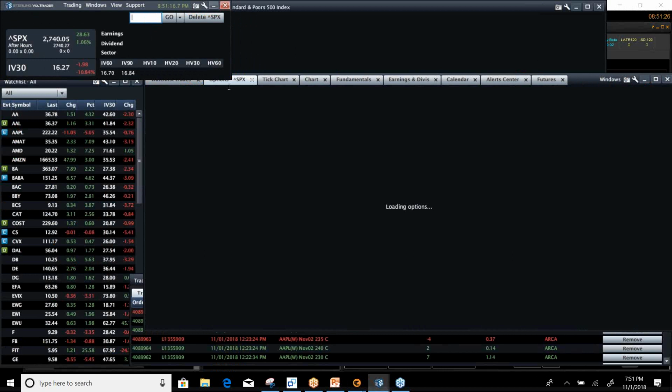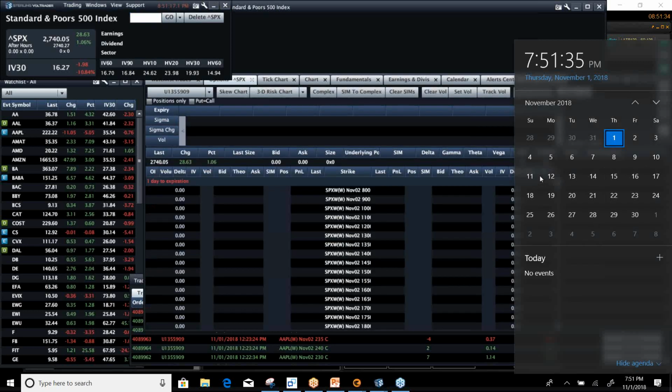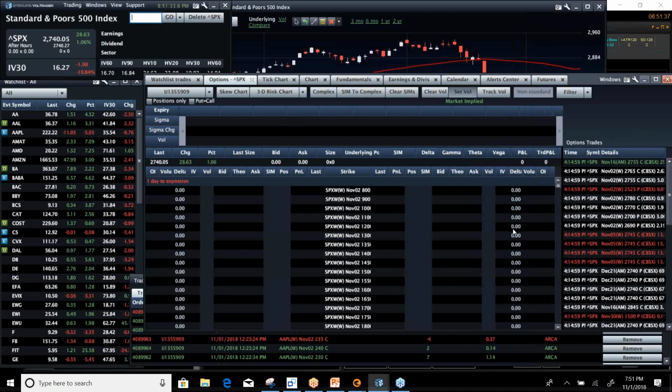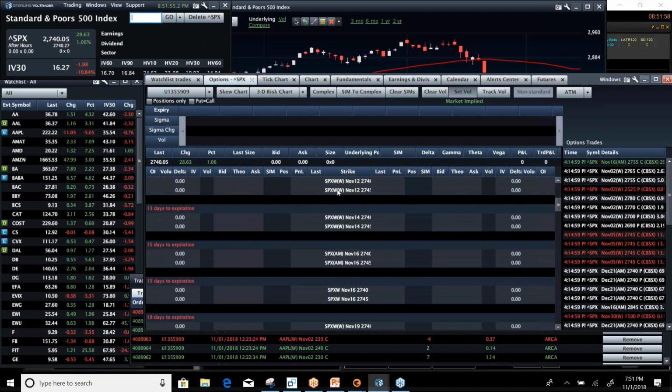So I want to just kind of show you how many options are expiring the week of November expiration. You're going to be shocked. Filter this down to at the money only. Between now and November expiration, which is the 16th, there's 1, 2, 3, 4, 5, 6, 7. And look at this.